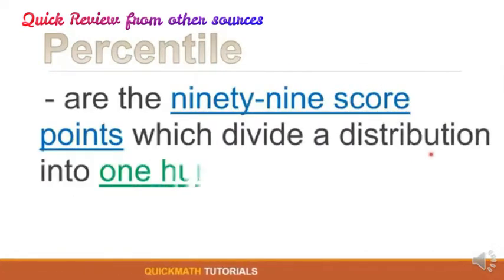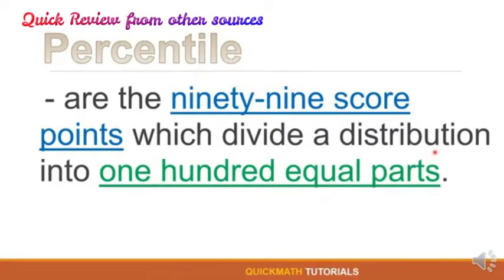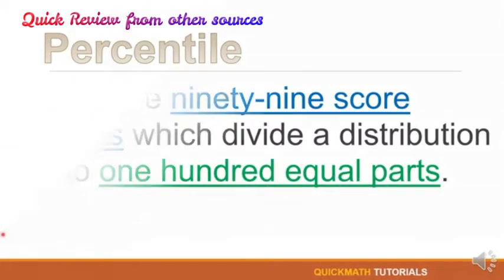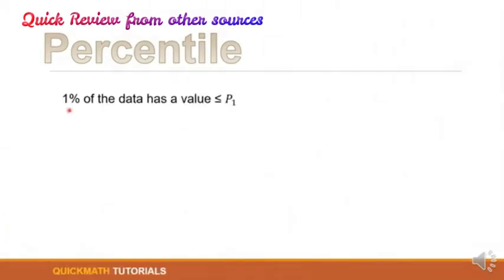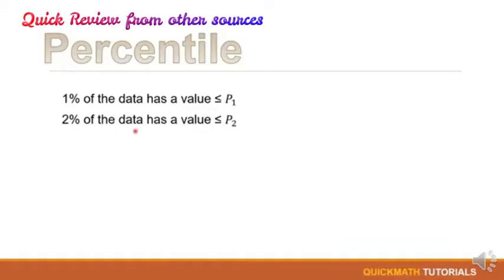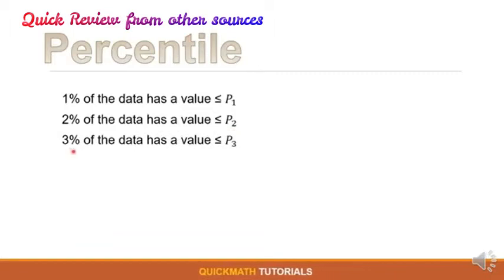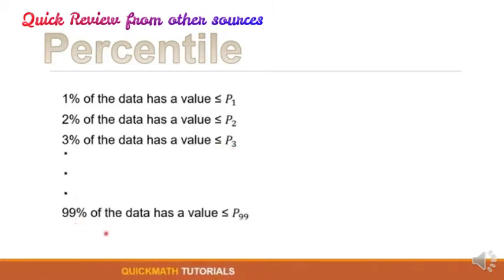Percentiles are the 99 score points which divide a distribution into 100 equal parts. We have 1% of the data has a value of less than or equal to P sub 1. 2% of the data has a value less than or equal to P sub 2. 3% of the data has a value less than or equal to P sub 3. Up to 99% of the data has a value of less than or equal to P sub 99.